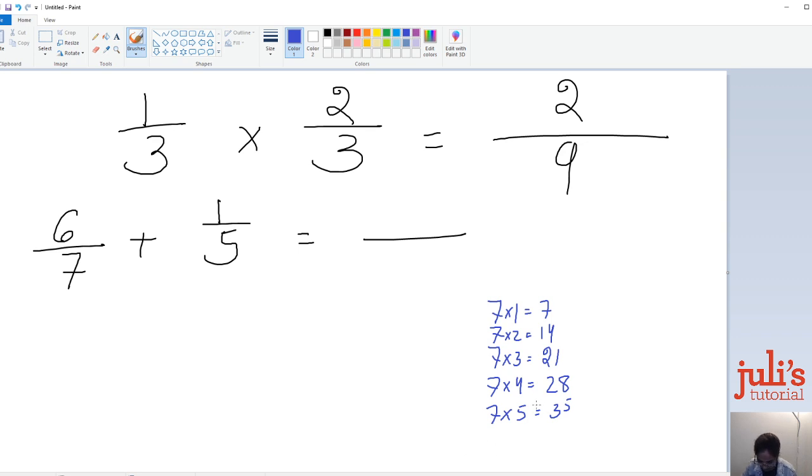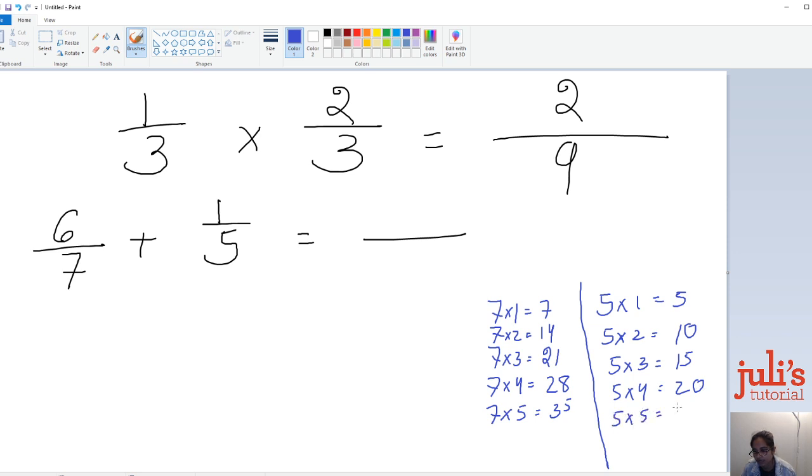And then on this side, 5 times 1 is 5. 5 times 2 is 10. 5 times 3 is 15. 5 times 4 is 20. 5 times 5 is 25. 5 times 6 is 30. And 5 times 7 is 35. So what is our common denominator? Obviously 35.